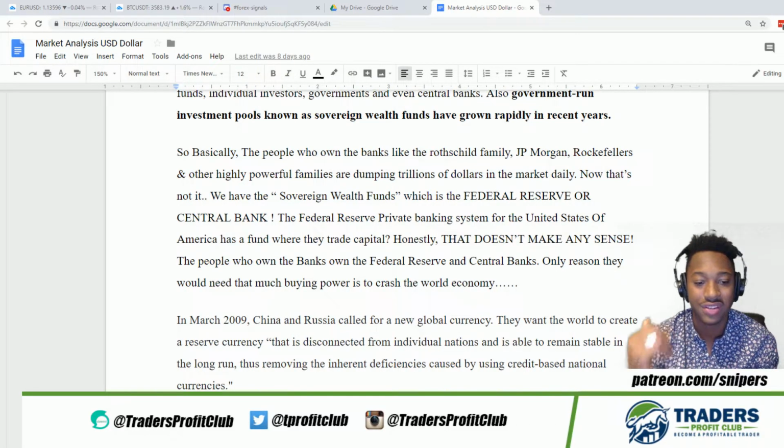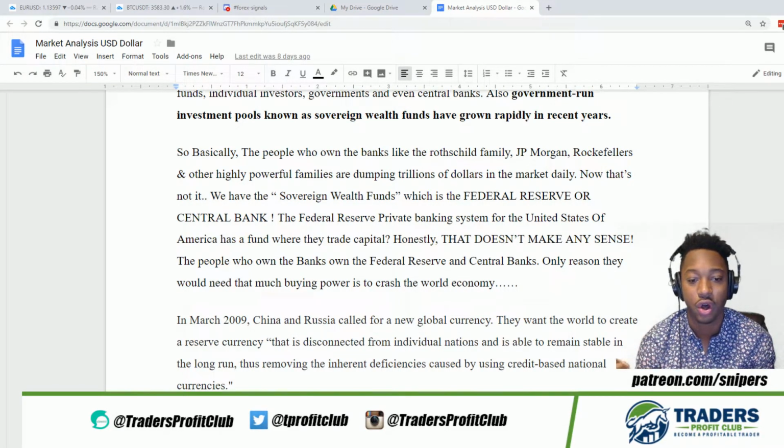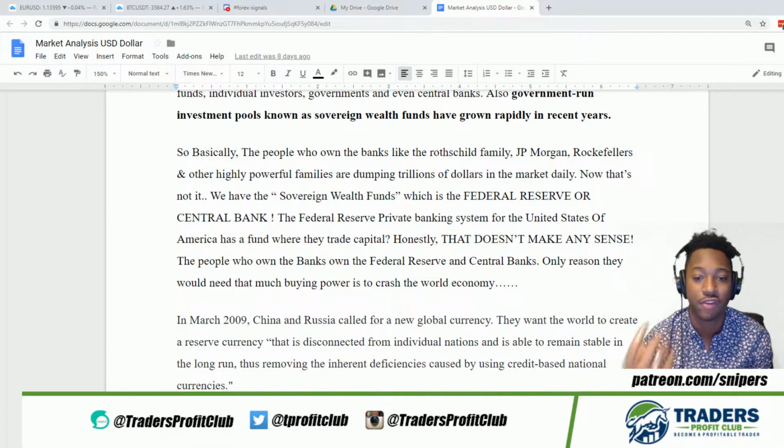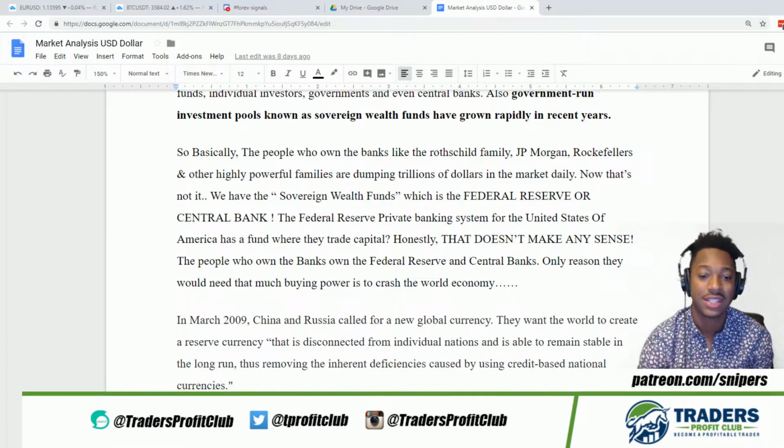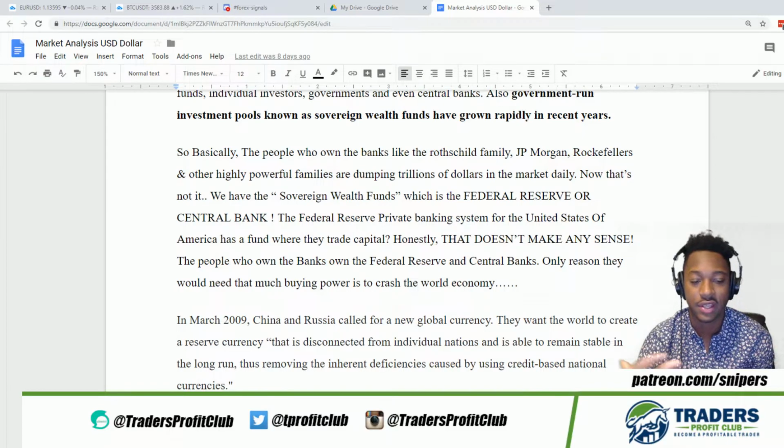So in March 2009, China and Russia called for a new global currency. They want the world currency to be a reserve currency that is disconnected from the individual nations and is also able to remain stable in the long term. That's something called the New World Order they've been talking about for a long time, right? Having a new world currency that everybody uses, so everybody will be in basically a controlled reality. If you guys are into that stuff, they talk about it on TV, they talk about it in other things as well.